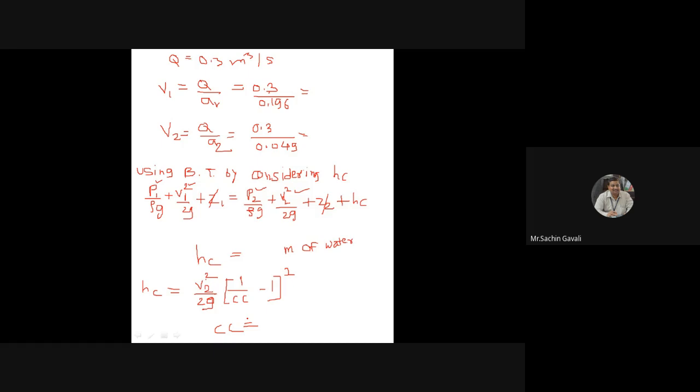Everybody, nobody is solving. Shivani Nane, Nikita Pawar, Shubham, the value of V1 and V2. Nobody told me. Okay, Nikita Pawar: V1 is equal to 1.53, V2 is equal to 6.12 meter per second.